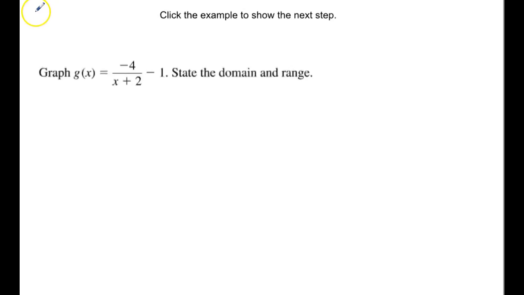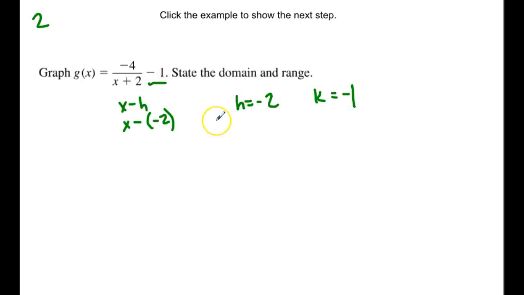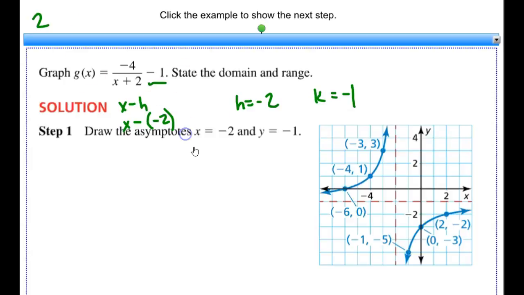And here is example number 2 in your book. So I'm supposed to graph this function and state the domain and range. So the first thing I want to do is find my asymptotes. I always know that my denominator is going to be x minus h. So to rewrite this, it's going to be x minus a negative 2, right? Because I have a plus 2, so I know my h is a negative 2. So my h is a negative 2, and my k value is a negative 1, right? Because that's what's out here all by itself. So that's my first step when I do this.